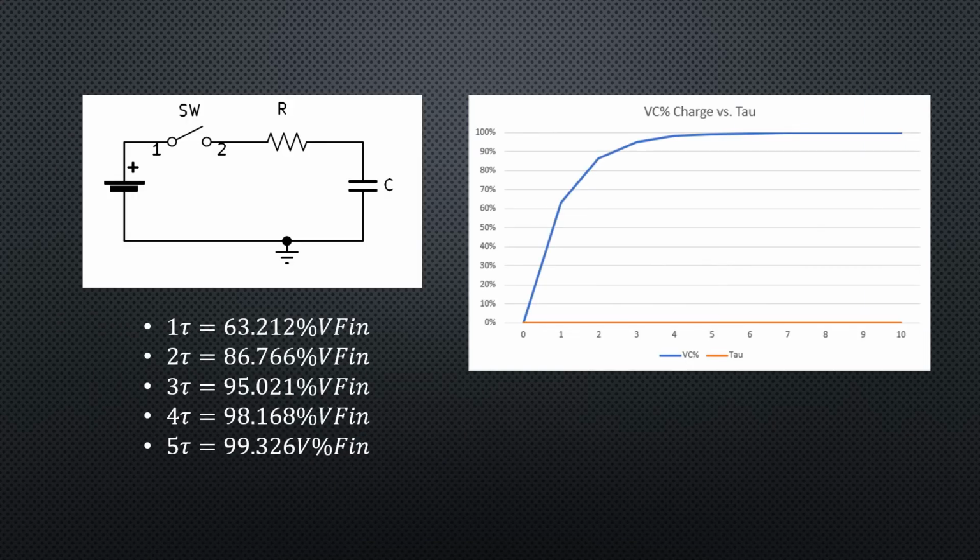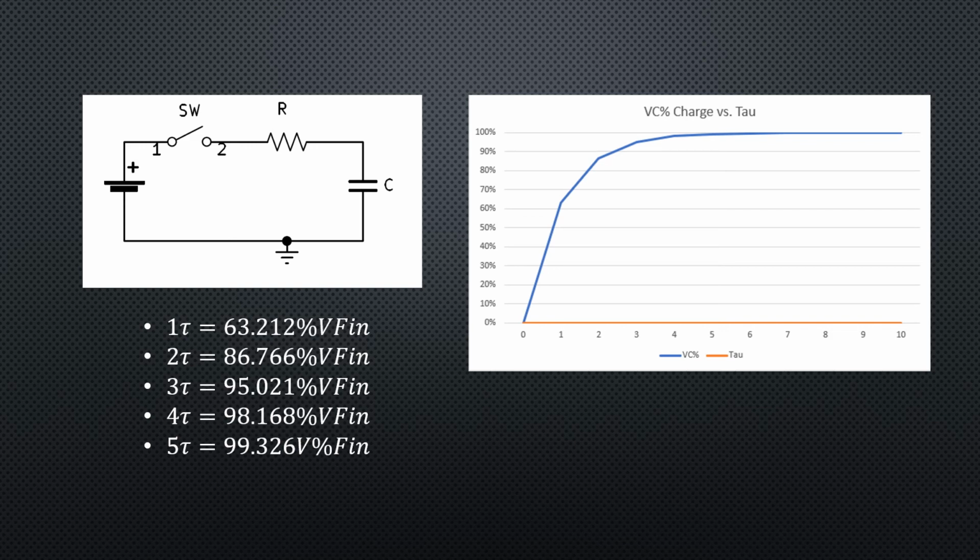So here's our data. We've got tau versus percent of charge of the capacitor voltage. And we can see at 5 tau, we're basically charged all the way up. I've built an Excel graph that goes all the way out to 10 tau, and you just see that that capacitor is fully charged at that point.